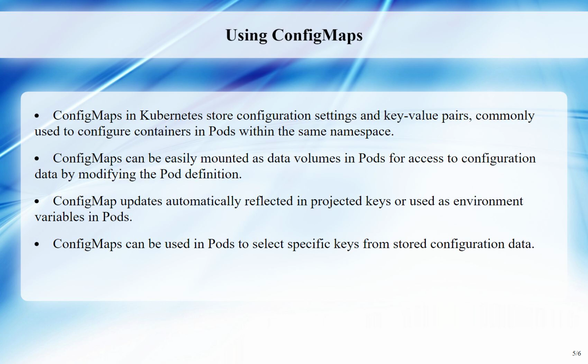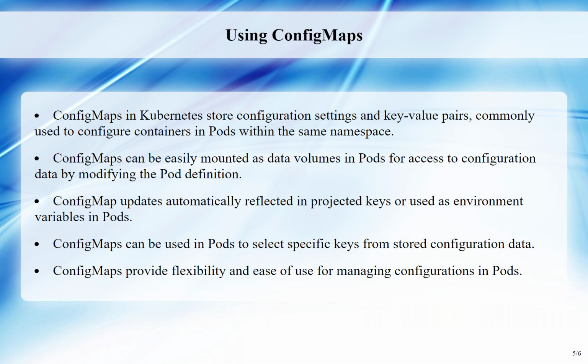Overall, ConfigMaps provide a convenient way to store configuration data and share it with different parts of the system in Kubernetes. Whether mounted as data volumes or consumed as environment variables, ConfigMaps offer flexibility and ease of use for managing configurations in pods.